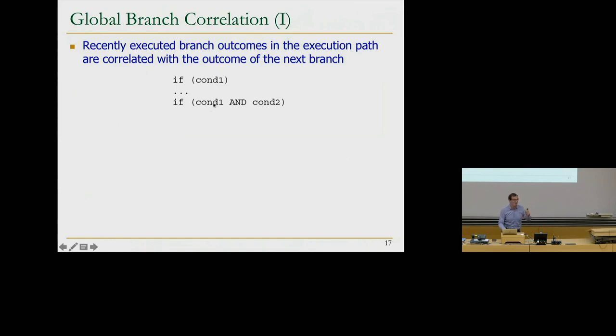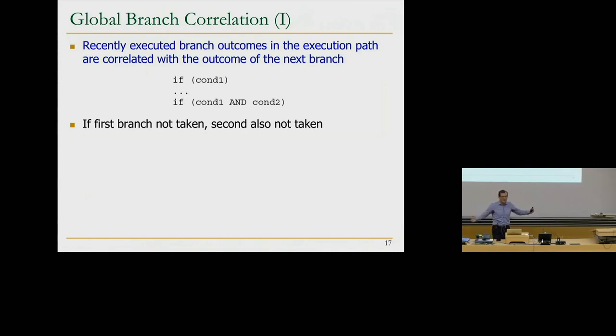Then the key question is, how do you actually know that information? And how do you actually supply that information? Basically, if the first branch is not taken, the second is also not taken. This is an example of correlation across different branches. That's why it's called global. It's global in the program. It doesn't need to be global so far away in the program, but it can be very closely executed branches. And we all write code like this.